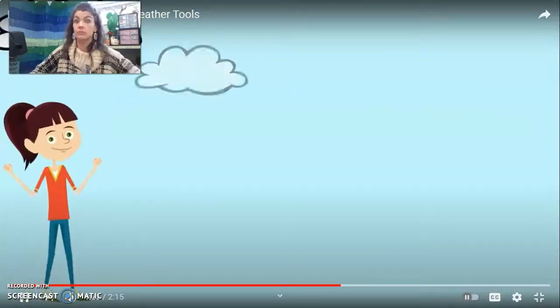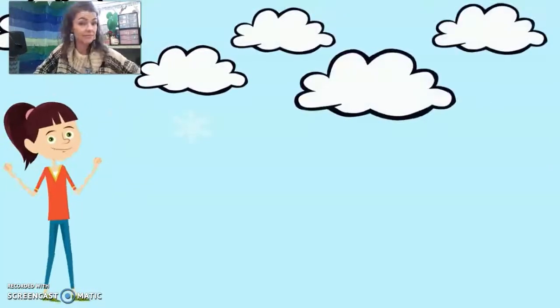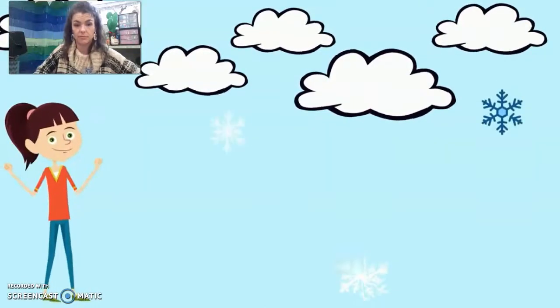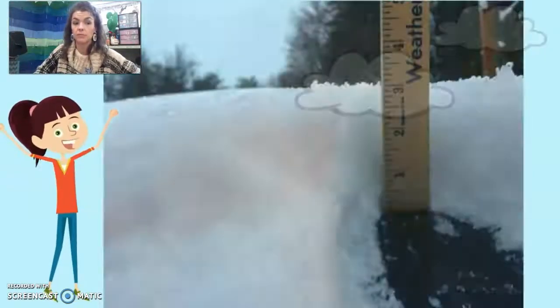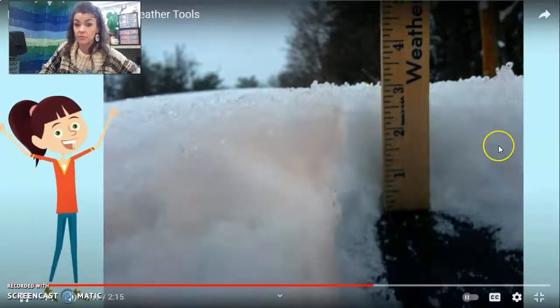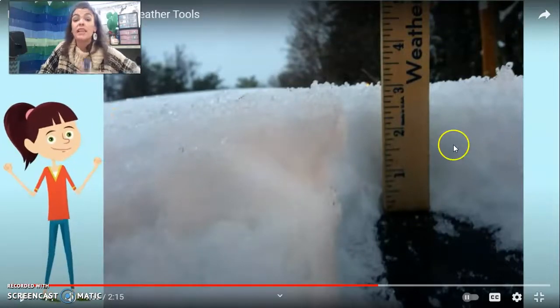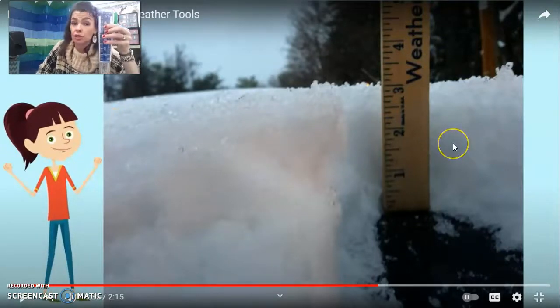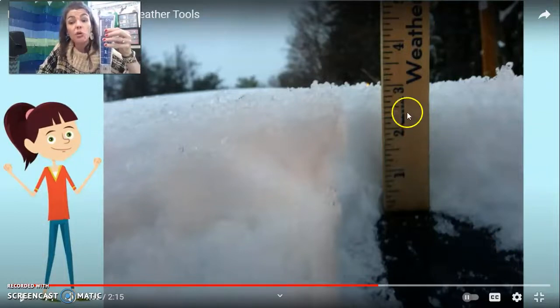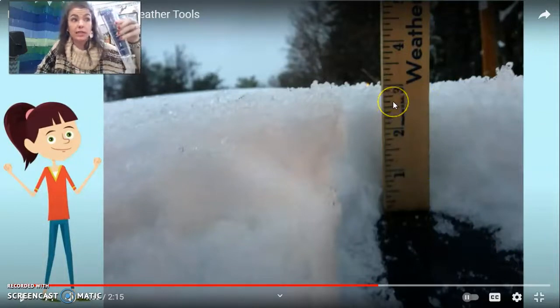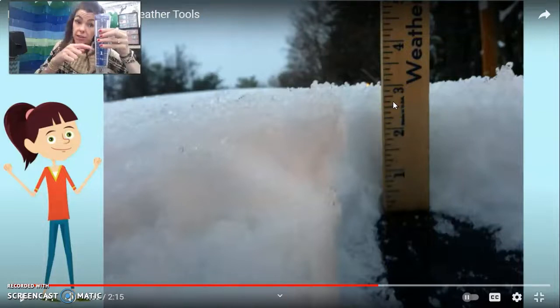Measuring snowfall is easy. Before it snows, put a board on a flat ground outdoors. When it stops snowing, put a ruler into the snow until it touches the board. Now, this rain gauge could catch snow too, but the snow is a little easier to measure because it's not a liquid like the raindrops.